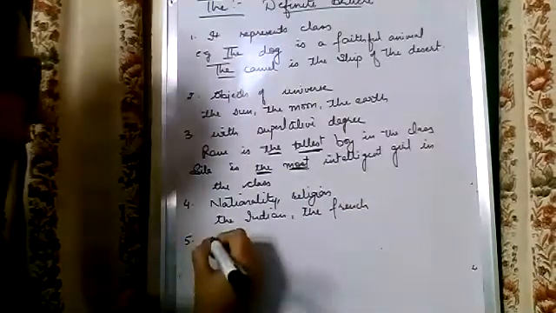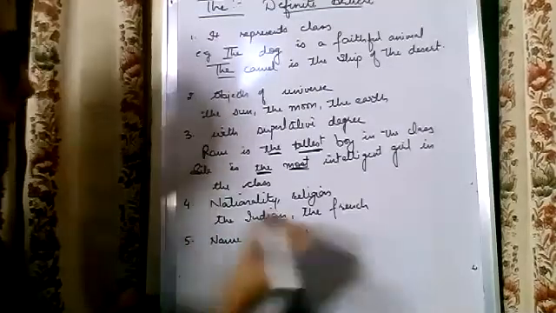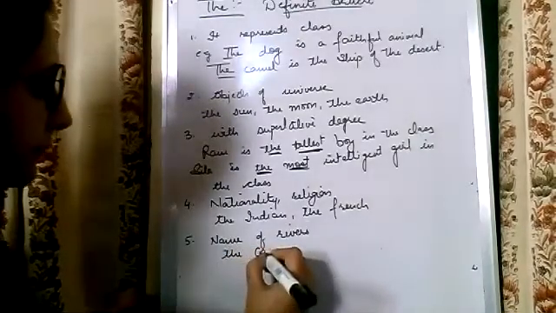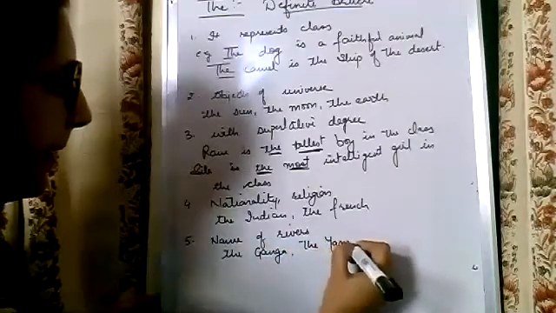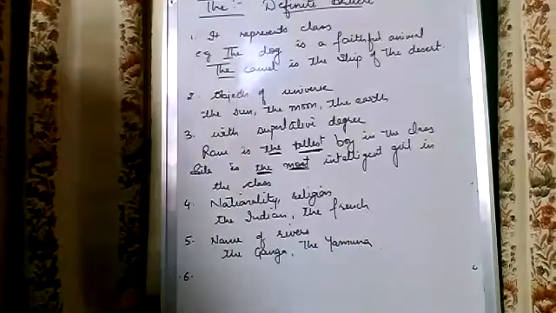Then names of rivers. With the names of rivers we also use "the." For example, the Ganga, the Yamuna. With that we use "the."